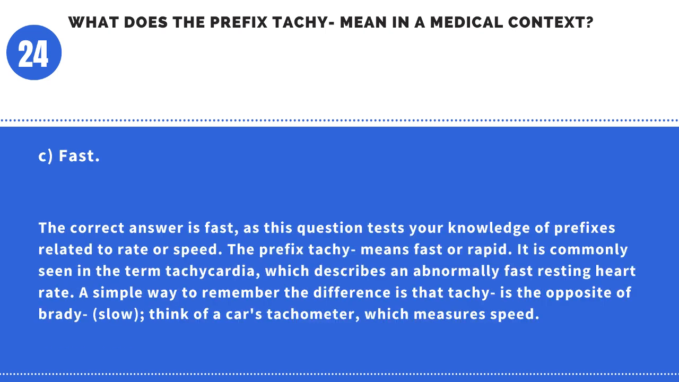Answer: C. Fast. The correct answer is fast, as this question tests your knowledge of prefixes related to rate or speed. The prefix tachy means fast or rapid. It is commonly seen in the term tachycardia, which describes an abnormally fast resting heart rate. A simple way to remember the difference is that tachy is the opposite of brady, slow. Think of a car's tachometer, which measures speed.